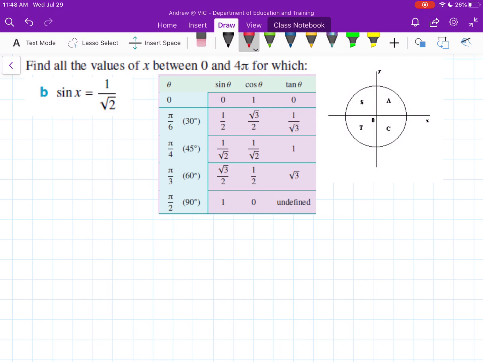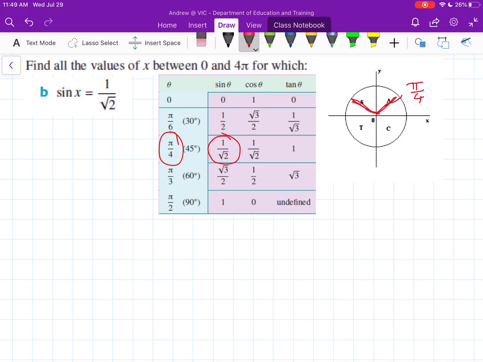So this is going to be in quadrant 1 where all are positive and where sine is positive. So this is in quadrant 2. So now that we've worked that out, we now need to work out the values of x. So we just get our table of exact values. You look at sine when sine's equal to 1 over root 2 here, and this is pi over 4. Okay, so this is going to be our reference angle here, pi over 4.